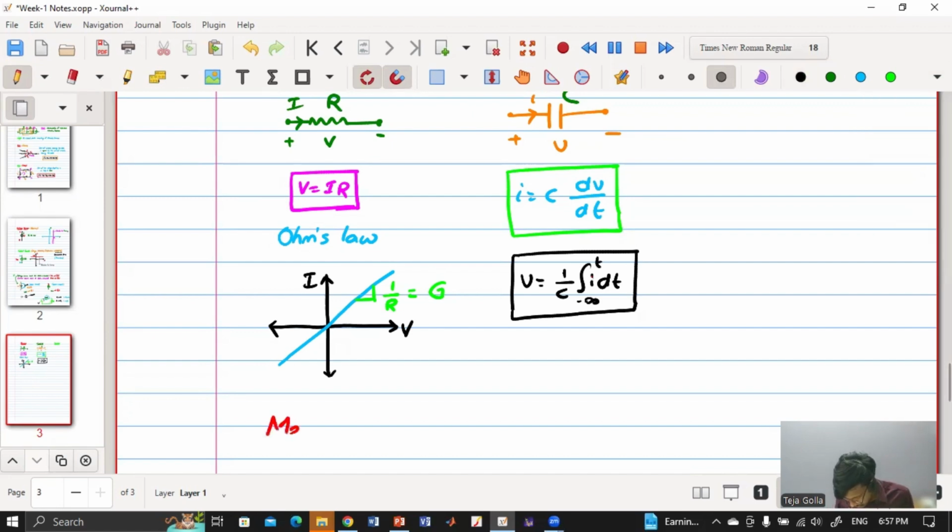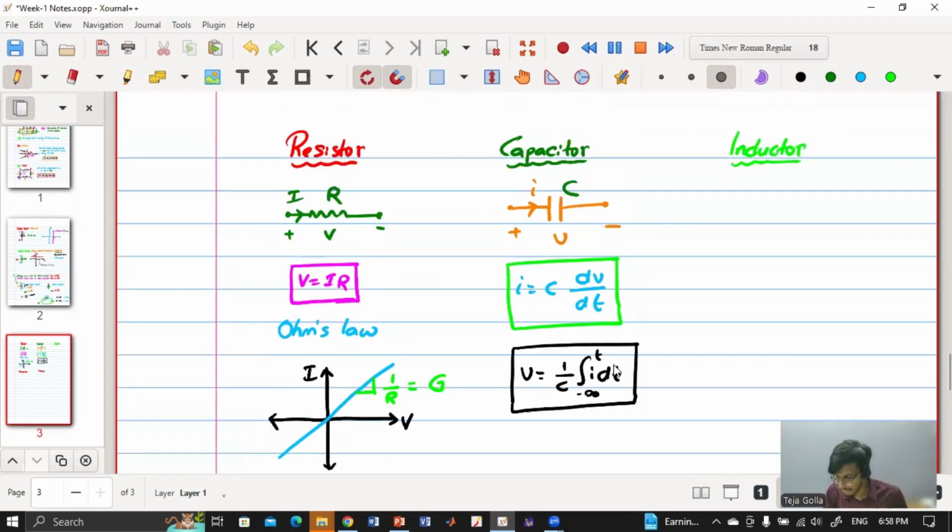This is memoryless because the voltage depends upon the instantaneous current, because V is equal to IR directly. But here the voltage depends on the past values of the current. So it has some memory. So this is having some memory element because it depends upon the earlier values as well.